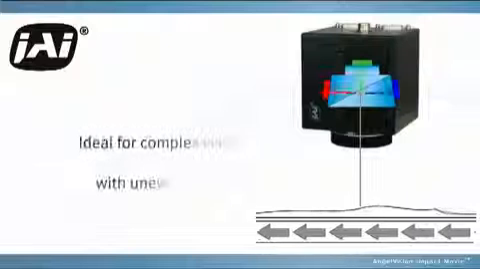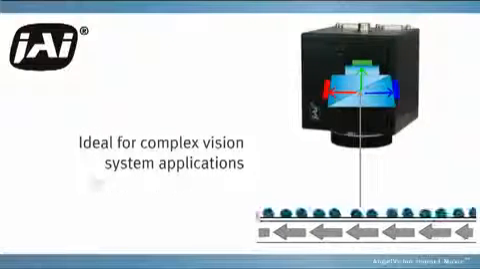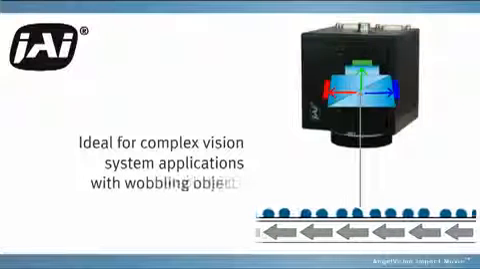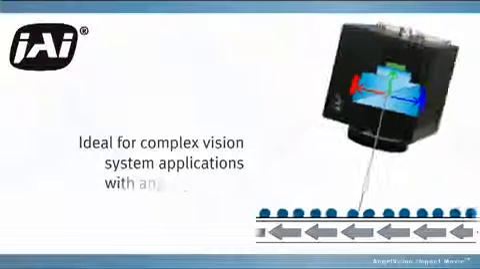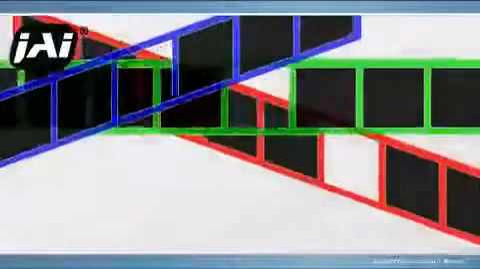Three CCD cameras are ideal for complex vision system applications where the material being inspected isn't flat, consists of cylindrical or moving objects, or if the camera needs to be positioned off-axis. With prism-based cameras, each pixel in each sensor is focused on exactly the same point in space.